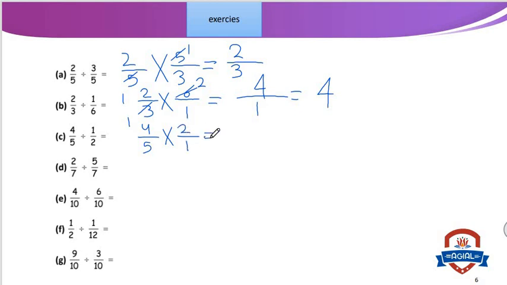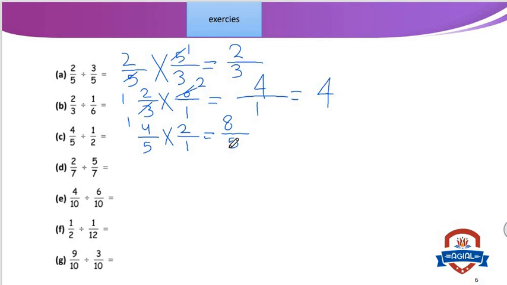Do you have a common factor? Here, no. So we will multiply. 2 by 4 equals 8, and 1 by 5 equals 5. So the result equals 8 over 5 in the simplest form.